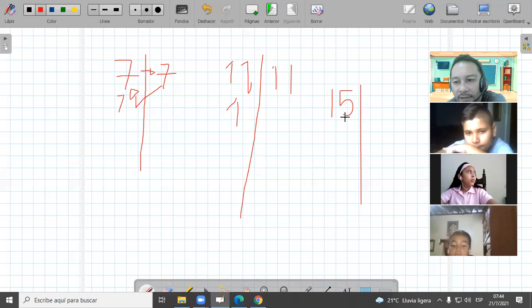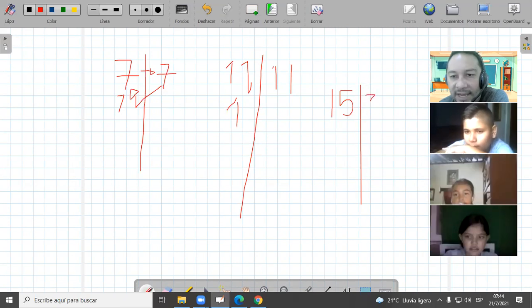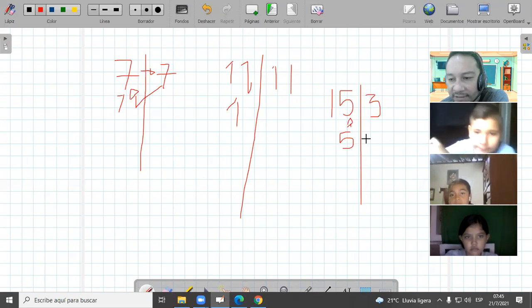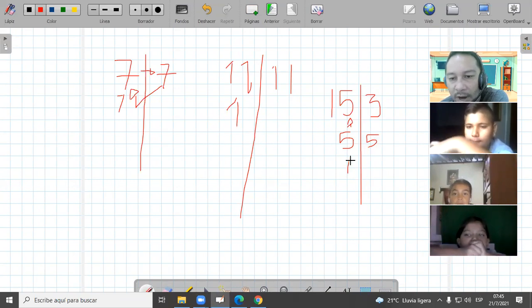It cannot be 1, 3, and 5. So what number would be here? 3, exactly. And the 15 has what? The 3 and the 5, because 3 times 5 is 15. And 5 has what? 5 and 1, because 5 times 1 is 5.